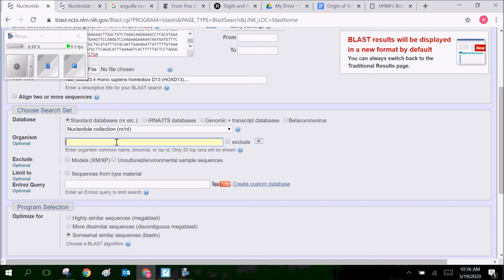And I'm going to actually start off by comparing ray-finned fishes. Okay, so these are the fishes with those fin rays we were talking about, and I want to see how closely related they are to us. So I'm going to click on that.